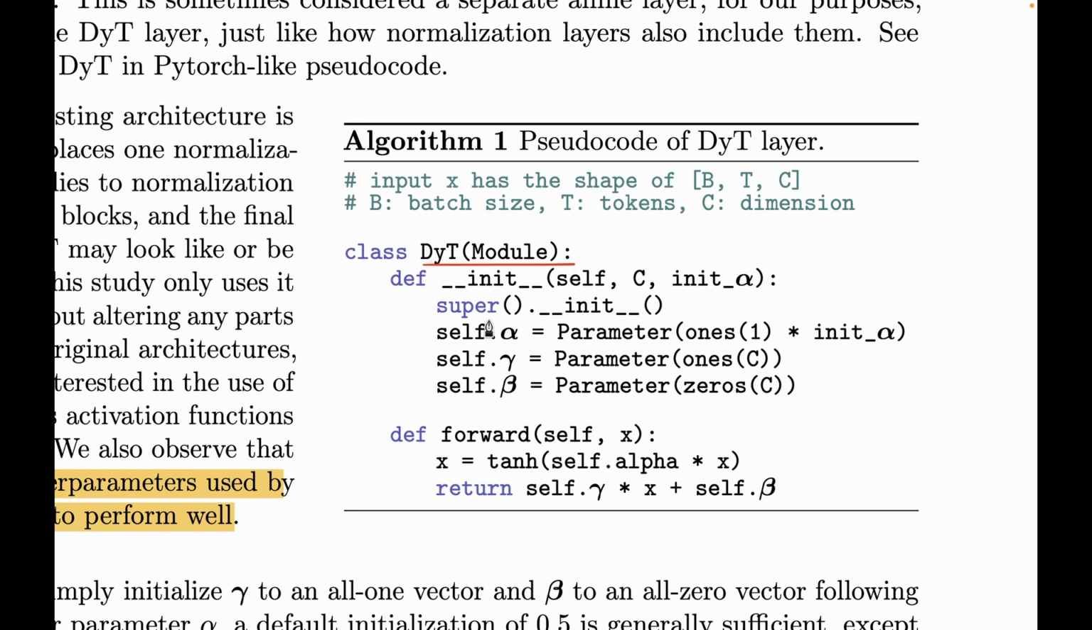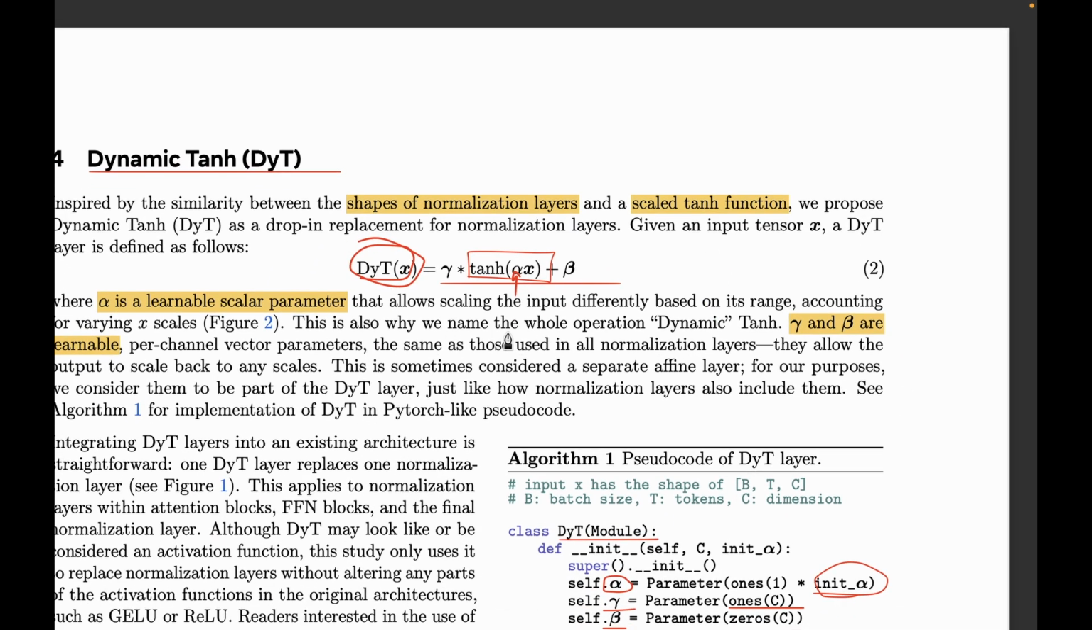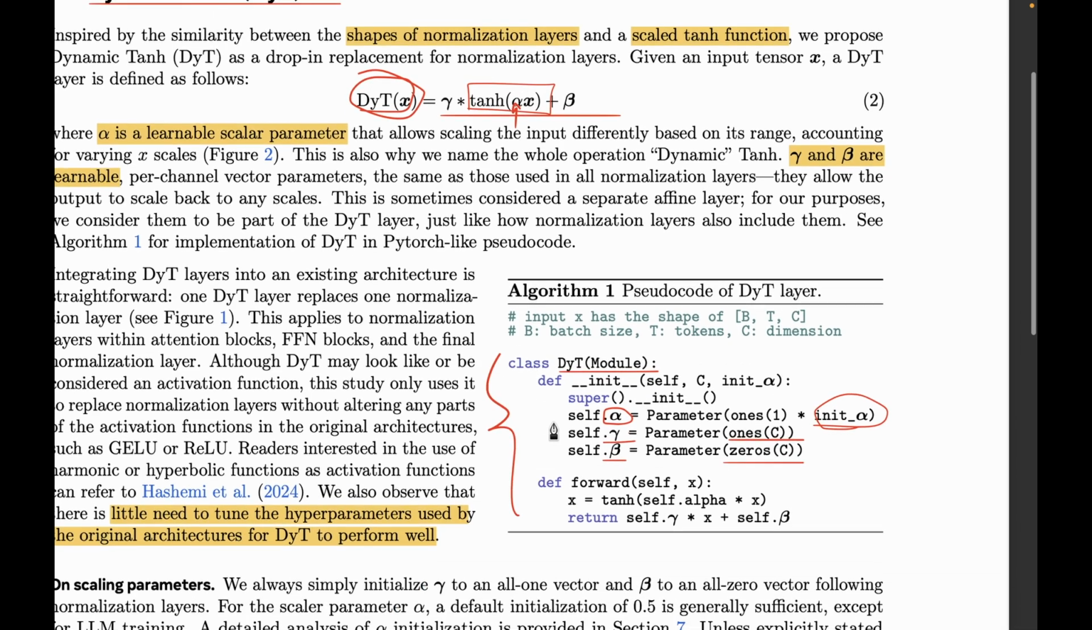So you have the dynamic tanh. You initialize 3 parameters, which are alpha, gamma, and beta. You initialize alpha with some initial value. In this paper, they have taken 0.5 and they advise sticking with 0.5. Gamma is all going to be ones, and beta is all going to be zeros. So we're going to start with gamma of 1, tanh of 0.5 for alpha, and beta of 0. And we are going to use the dynamic tanh as a drop-in replacement. This module is going to be a drop-in replacement for any normalization layer that you have in your network.